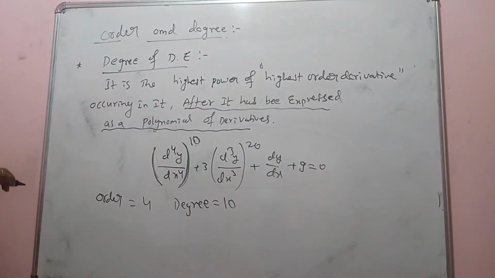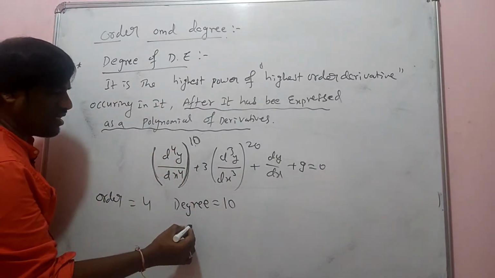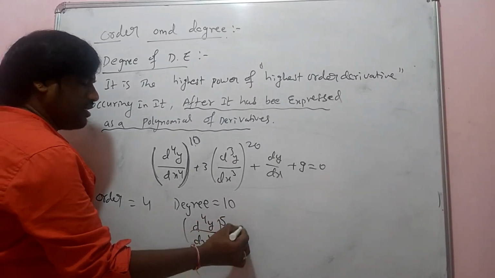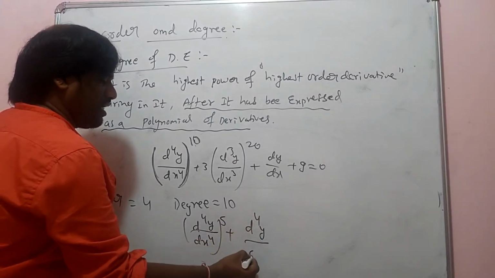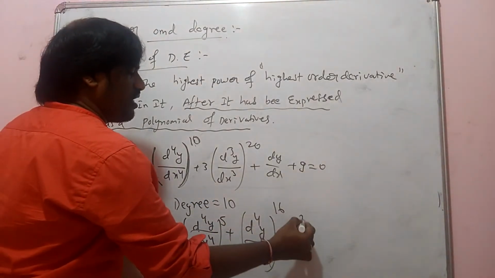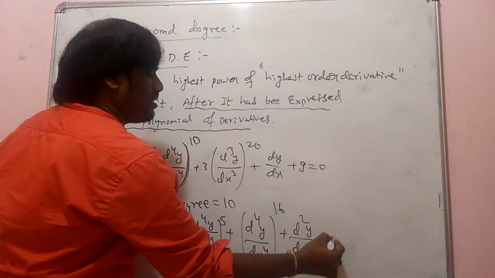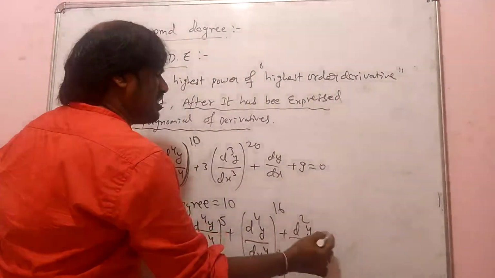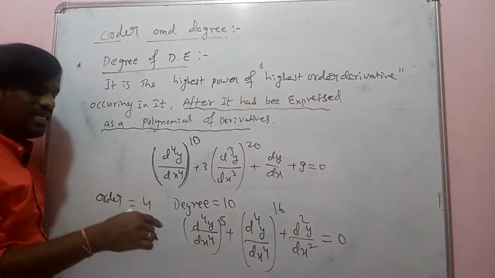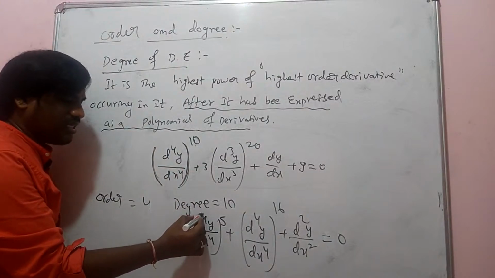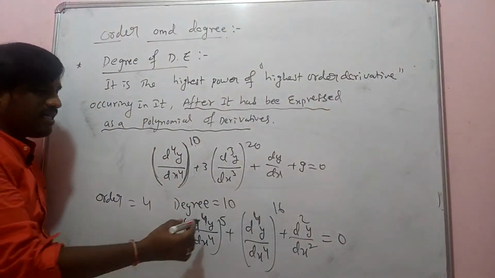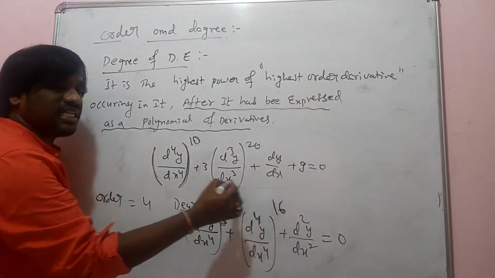Suppose this question is changed like this. Suppose (d⁴y/dx⁴)^5 plus (d⁴y/dx⁴)^16, plus d²y/dx² plus 9 plus something is equal to 0. This is the differential equation. In it, what is the highest order? This is the order and this is also the order, both are the same order. But this power is 5 and this power is 16.